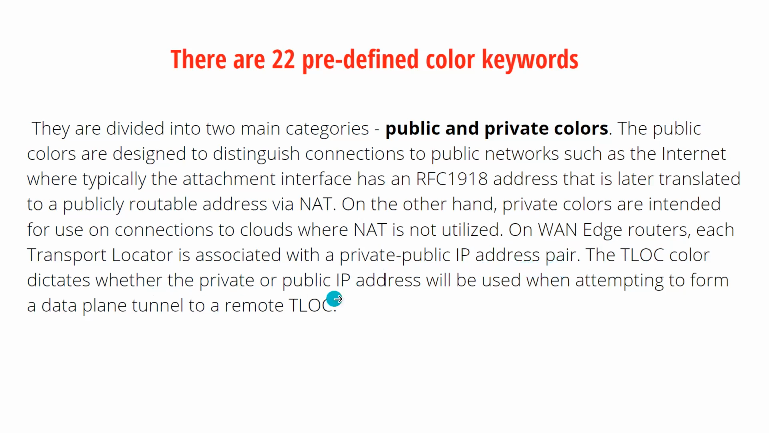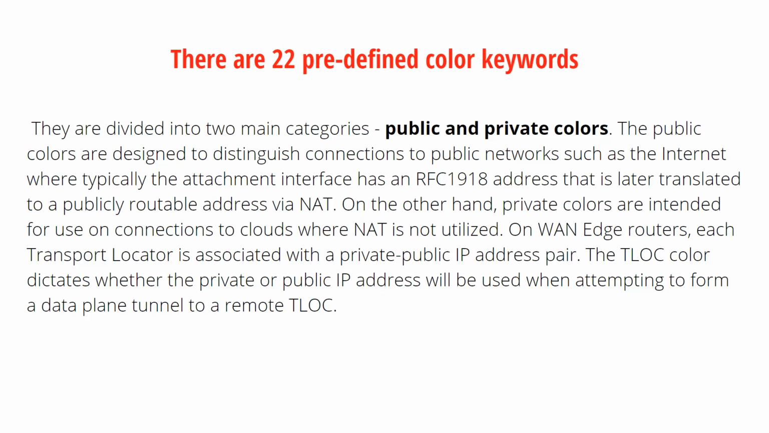The TLOC color dictates whether the private or public address will be used when attempting to form a data tunnel to a remote TLOC. So this last line is very powerful. The TLOC color dictates whether the private or public address will be used. The color will dictate: is the private IP used, or the public IP?